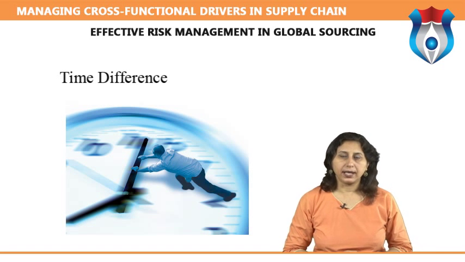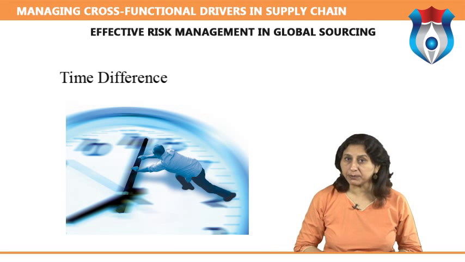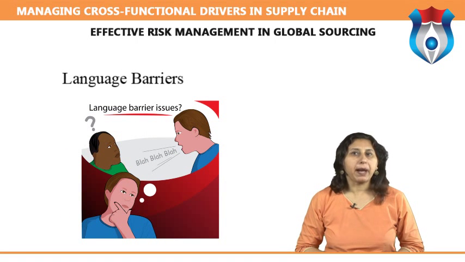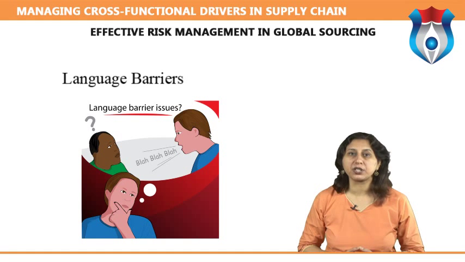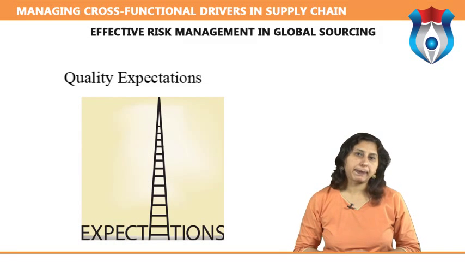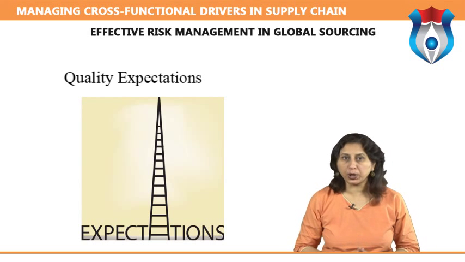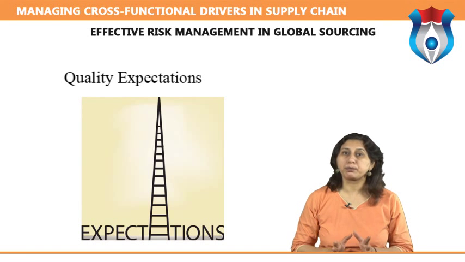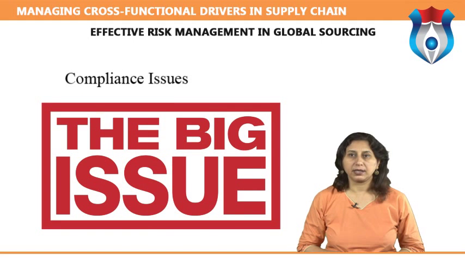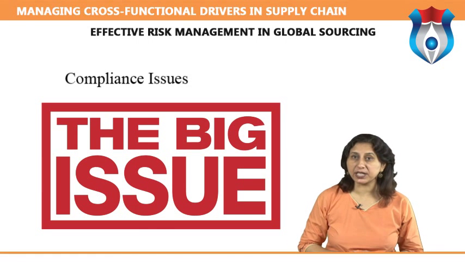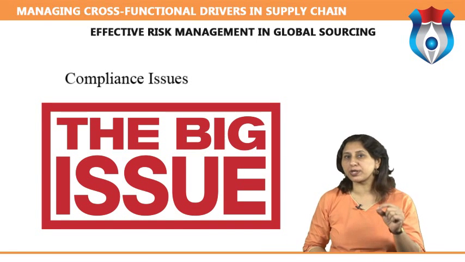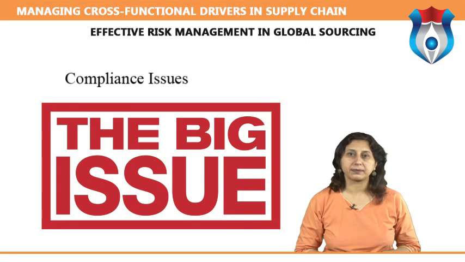Time difference. Sometimes dealing with the various time zones in the US can be problematic. Language barriers. By virtue of dealing with a global manufacturing partner, we must deal with the fact that their native language will be different to ours. Quality expectations. In a perfect world, we would command and receive product with zero defects. Compliance issues. One compliance issue that must be integrated into every global sourcing decision is social compliance.